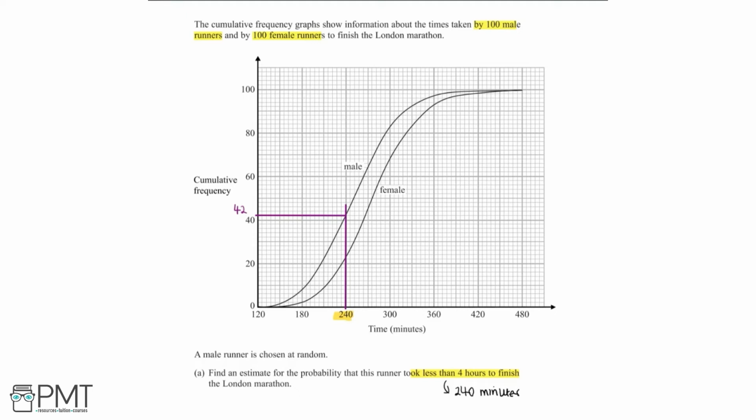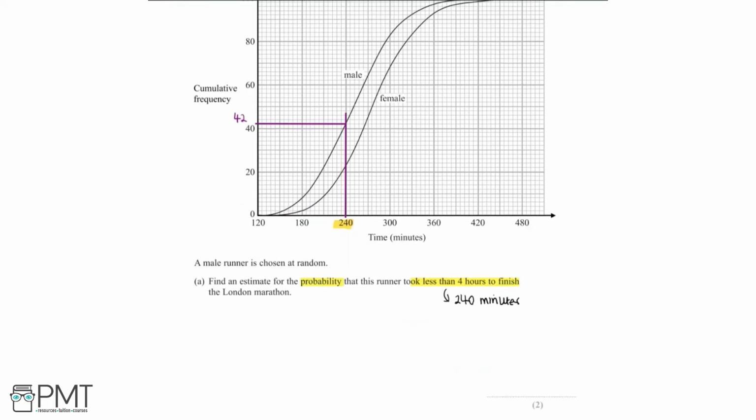In part A, we need to find an estimate for the probability that this runner took less than 4 hours to finish the race. We're told that there are 100 male runners in total, and so the probability that this runner took less than 4 hours to finish the London Marathon is equal to 42 divided by 100, which is equal to 0.42.